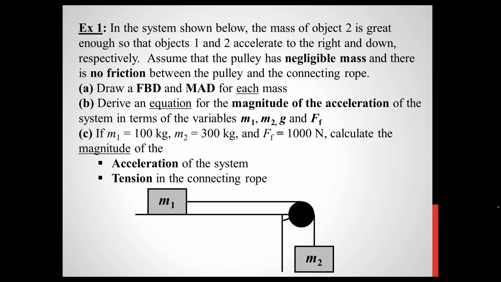Okay, so what are we going to do here? Draw a free body and mass acceleration diagram for each mass. That's going to be for M1 and M2. Now, B says derive an equation for the magnitude of the acceleration of the system in terms of these four variables: M1, M2, g, and Ff. Ff would be the magnitude of the force of friction between M1 and the surface. And then C, I give a bunch of numerical values and then ask you to calculate the acceleration of the system and also the tension in the connecting rope.